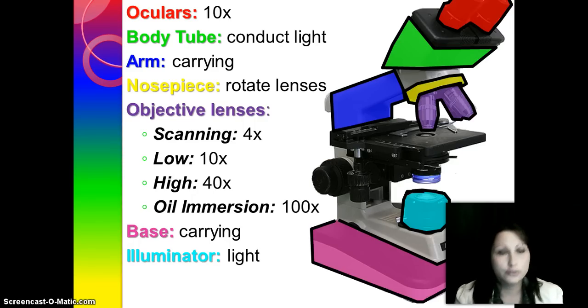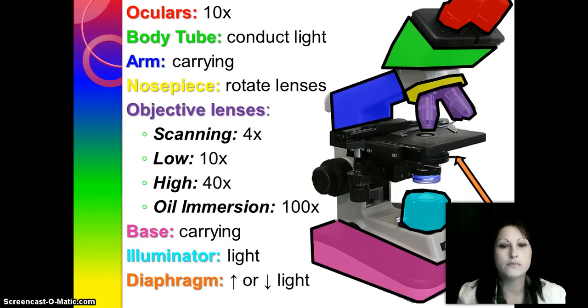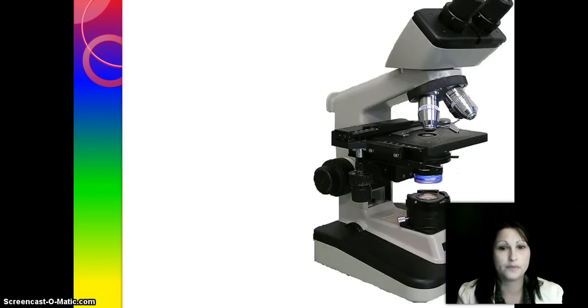Next we have the illuminator, which is just a fancy name for the light source. Next we have the diaphragm. The diaphragm is going to be a little lever, and it's going to open and close a hole to allow the light to be either dimmer or brighter. And immediately when you turn on the microscope, before you stare into it, turn the light down, or else you'll give yourself a really bad migraine every time you're in lab.